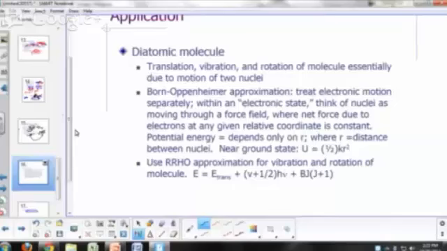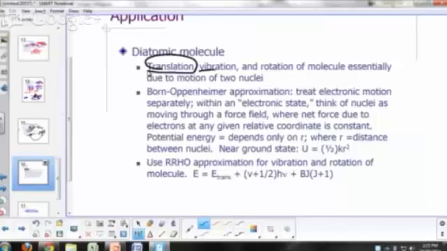So for a diatomic molecule, the translational motion of the molecule as a whole is pretty much due to the motion of the two nuclei. You can pretty much ignore the electrons. Remember, when you're calculating the center of mass, there's hardly going to be any contribution from the electrons. Besides, electrons move so fast that it's just a blur around the two nuclei, so the electrons would pretty much just follow your nuclei as it moves.